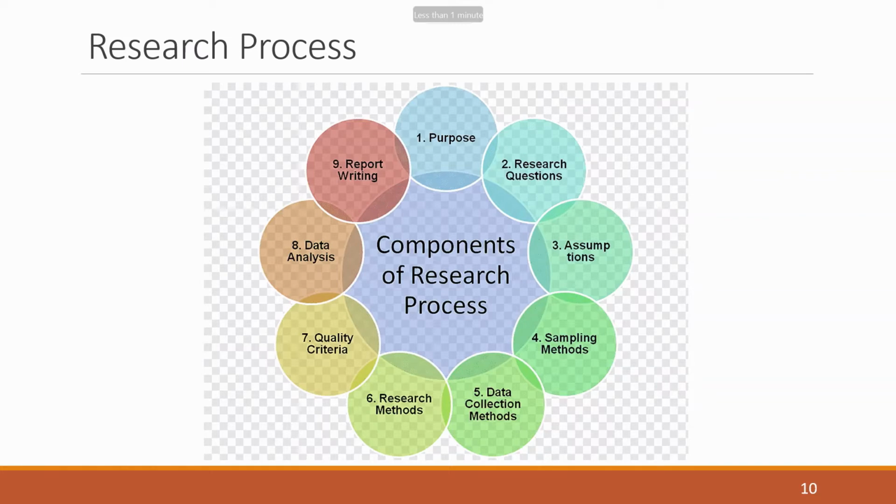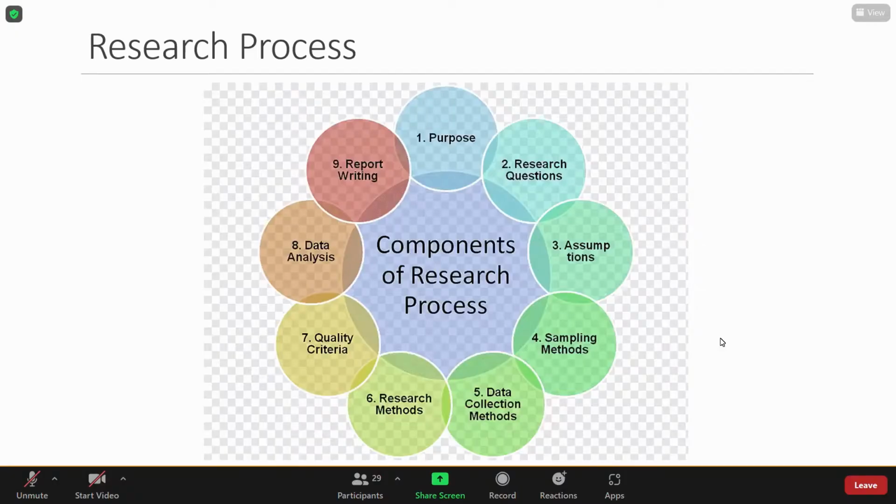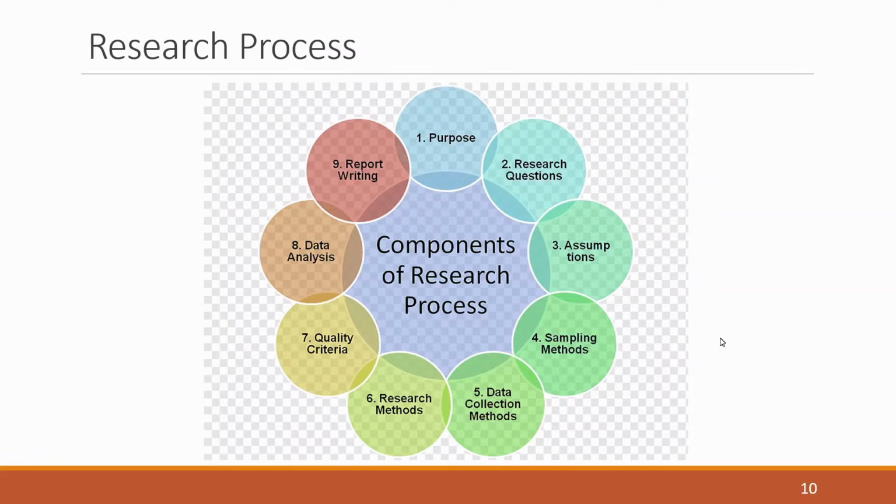So any questions? I don't understand why the assumption is step 3. Okay, so here we will see why assumption is placed before the sampling method. When you do the sampling method, you have already defined which object you want to research, and that is based on the assumption we made in the previous step.